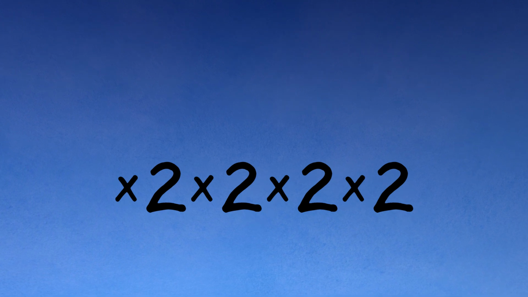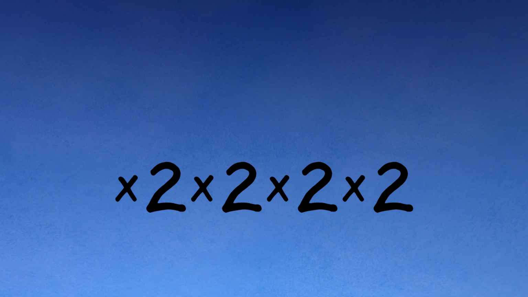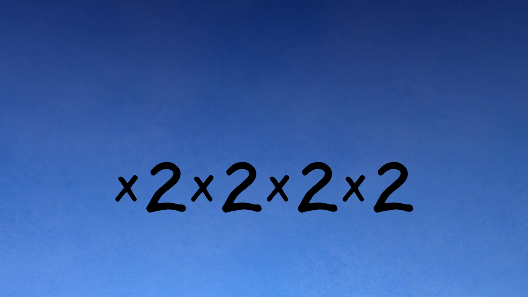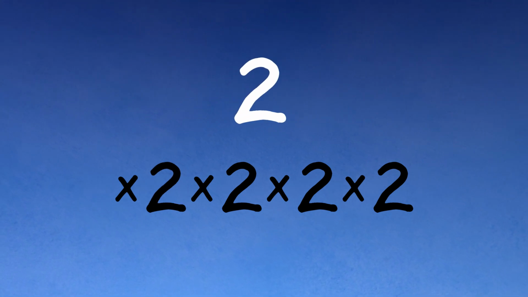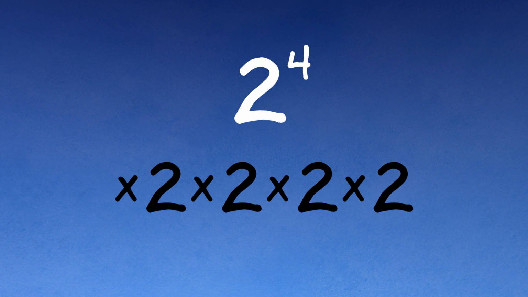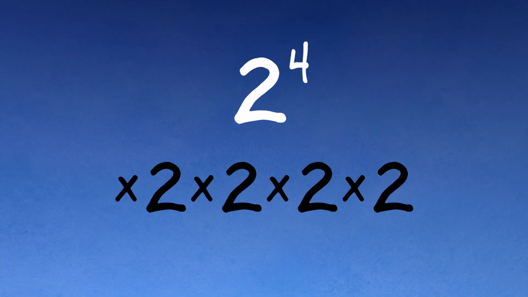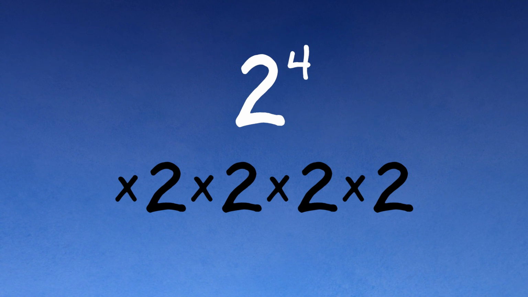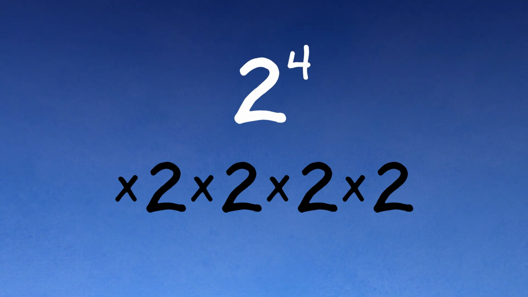We can create an exponent to describe this situation by writing out the number we're multiplying by, in this case 2, and writing above it the number of times it's being multiplied, which in this case is 4. 2 is our base number, and 4 is the exponent. We describe this as 2 to the 4th power, or 2 to the power of 4.